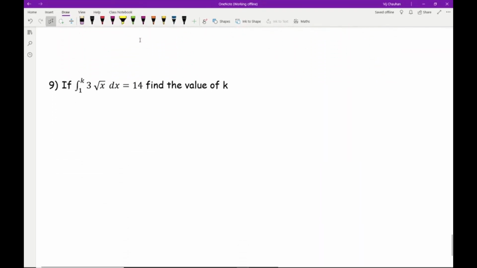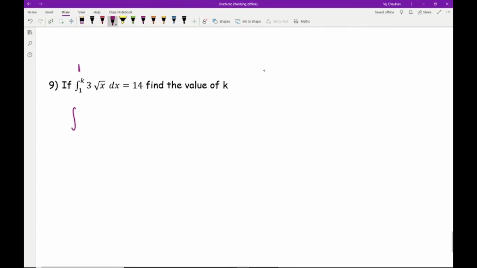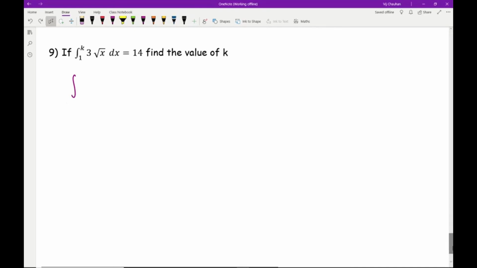So moving on to our last example. Again, very similar to what we've done previously, but here we're just looking for values of k. So let's just move that screen up a little bit so we've got a bit more space. Like so. So from this, first thing we want to do is rewrite the integral. So I've got the integral from k to 1 of 3x to the half dx. Now I know that that equals 14.